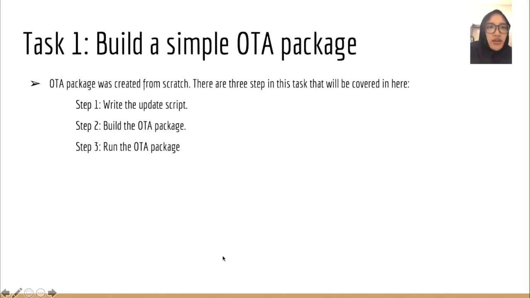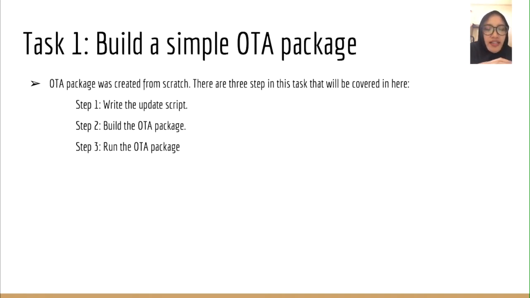For the first task of this project, it is to build a simple OTA package. In this task, the OTA package is created from scratch. The focus is to inject a program into the Android system from the recovery OS and let Android run the injected program using the root privilege. To make it easier, a dummy file was created with root privilege. There are three steps in this first task that will be covered here.